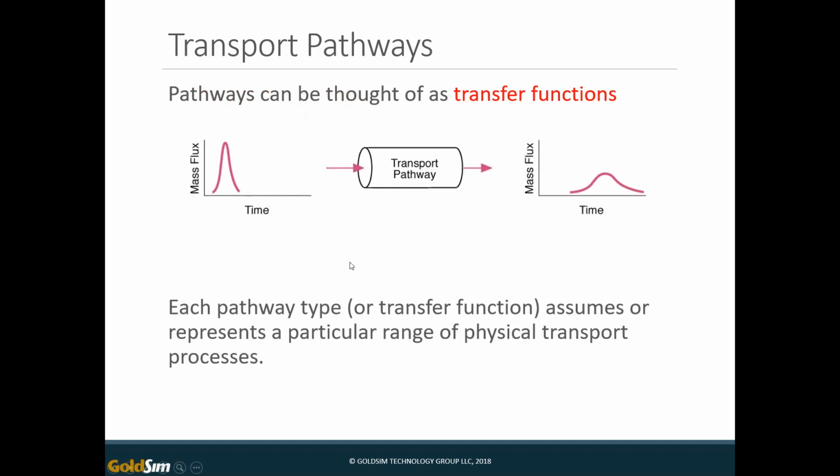So the way you should think about a transport pathway, this isn't actually mathematically correct. Transport pathways aren't actually mathematically transfer functions, but it's a good way to think about them. A transport pathway basically is you're going to put some mass into it, some mass rate, some mass as a function of time. Something's going to happen in there and it's going to spit out mass, and it's probably going to be delayed and dispersed a little bit. So that's really what a transport pathway is all about.